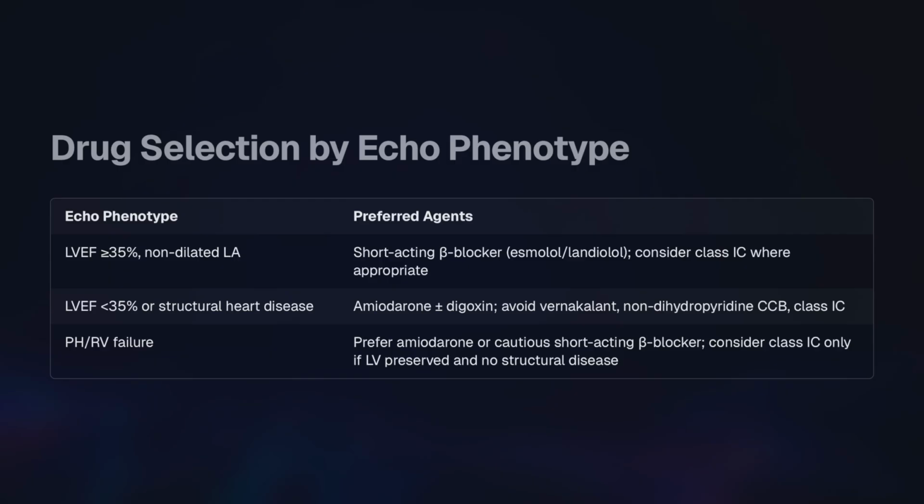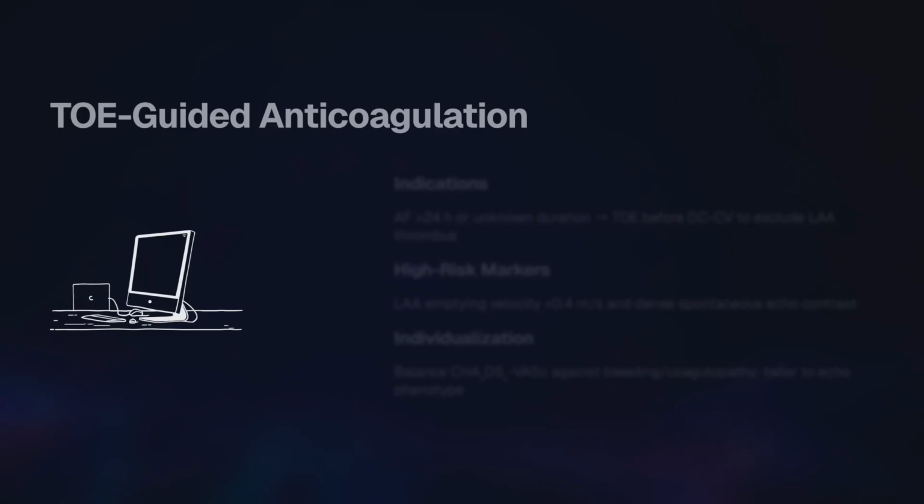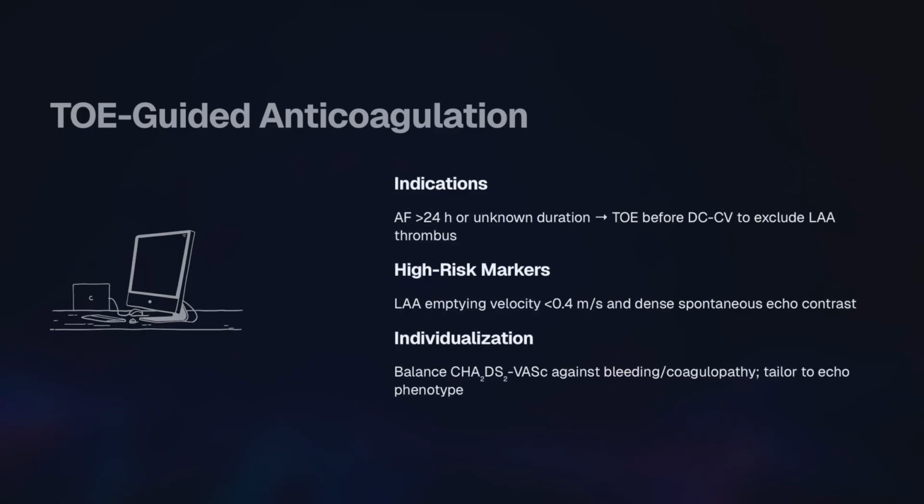Regarding class 1C, only if there is a preservation of the left ventricular function and no structural disease, you can try that. You will need transesophageal echo guidance, especially for coagulation, if it is persisting for more than 24 hours and/or if it is of unknown duration. High risk markers are left atrial appendage emptying velocity less than 0.4 and dense spontaneous echo contrast. For individualization, balance the CHA2DS2-VASc against bleeding and coagulopathy, and tailor to echo phenotype.